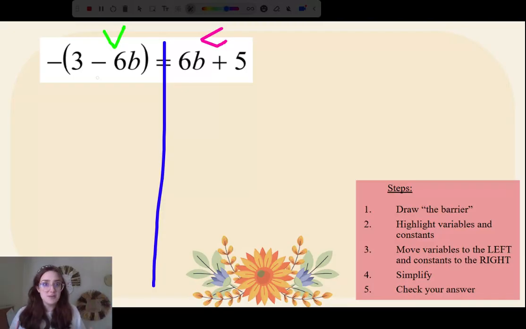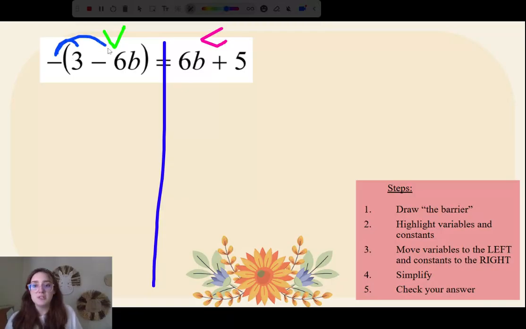It will get you the same answer. But for the sake of our class being consistent with our steps, we're going to stick with that one method, just keep it simple. But I want to point out, in math, there's a lot of different ways to solve and you get the same answer. So if you have another method you prefer, that's fine, we can use it.